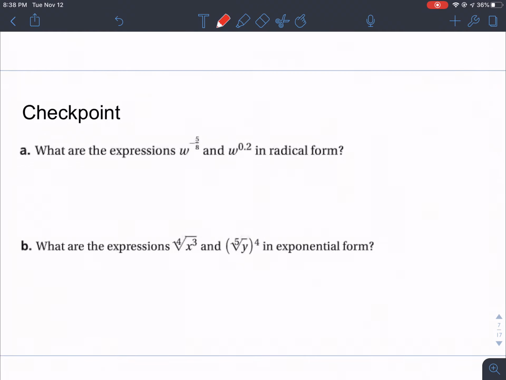All right, checkpoint. It is your turn. I will put the answers on the board. For the first one, you should get the 8th root of w cubed over w, and the 5th root of w. Oh, put those in the wrong spot. And then for the second one, we should have x to the 3/4 and y to the 4/5.